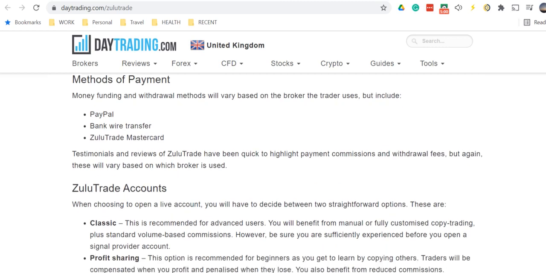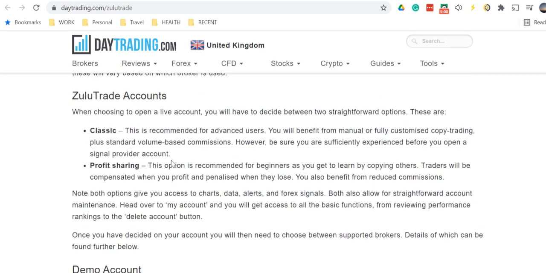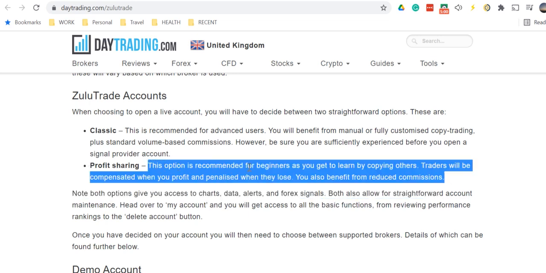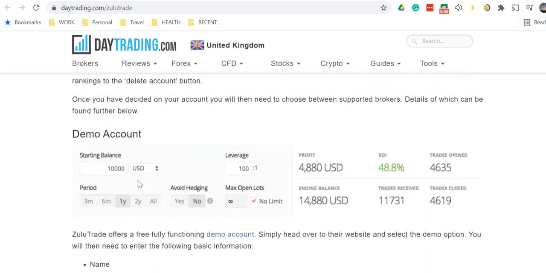Then the ZuluTrade accounts here, similar to what was above. You'd want the profit sharing account to start off with. This option is recommended for beginners as you get to learn by copying others. The traders will be compensated when you profit and penalised when they lose. You also benefit from reduced commissions. So you'd start off with a profit sharing account to do your copy trading. And a demo account I think is quite good as well.